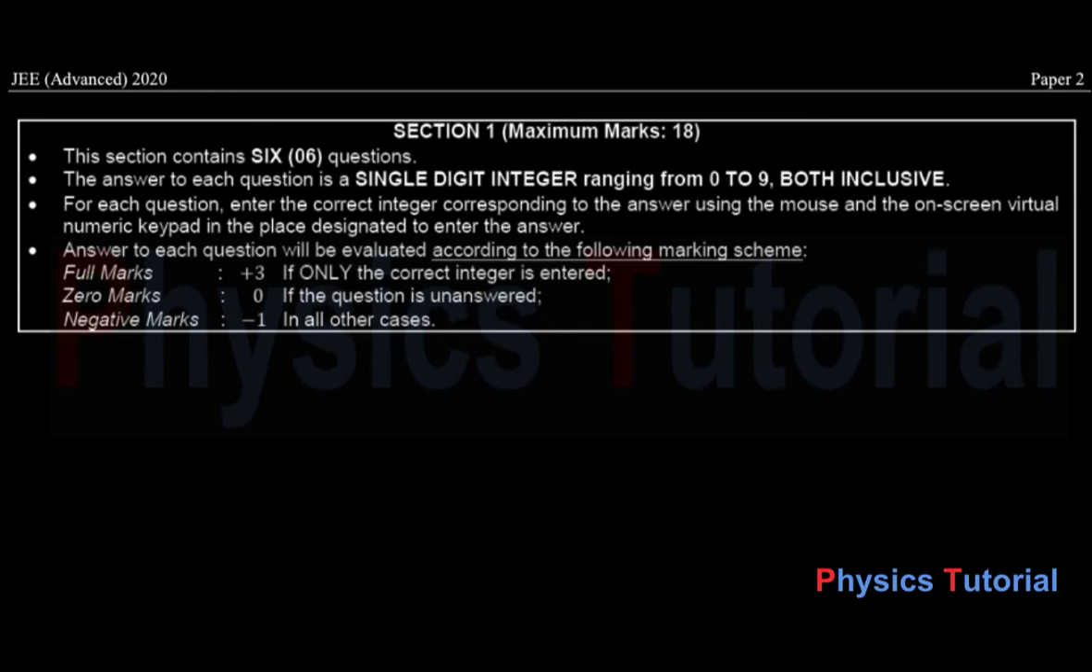This is JEE 2020 Advanced Paper 2 of Physics. In this section there are 6 questions, all single digit integer type questions with -1 marks.